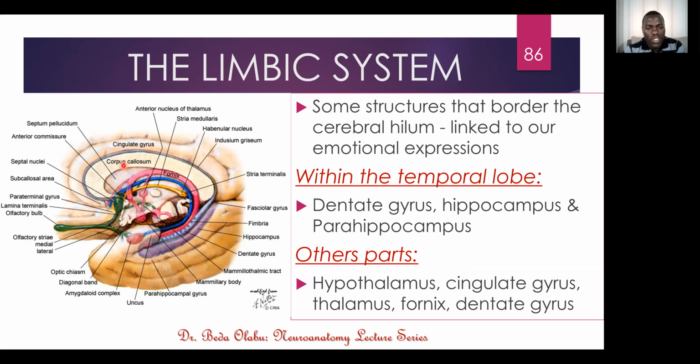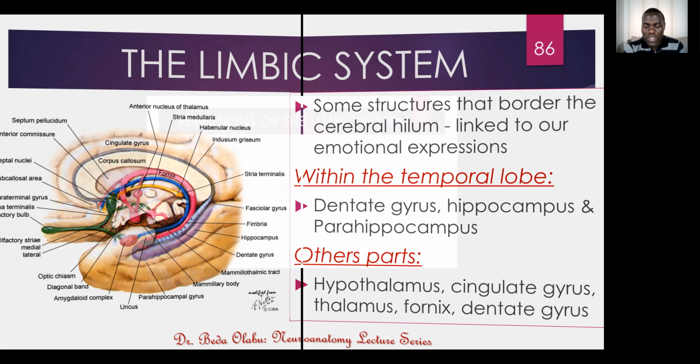Okay, so this shows you more components of the limbic system. And you agree with me, there are many components of the limbic system. All these are components of the limbic system around the cerebral hilum. Now, I don't want to teach you any of them apart from the ones that I've mentioned. But at least you can see the dentate gyrus now nicely. It's a gyrus that is having appearance of teeth. That's why it's called dentate gyrus. So back to the definition, there are structures around the cerebral hilum that have a link with emotional expression. Those are the components of the limbic system.